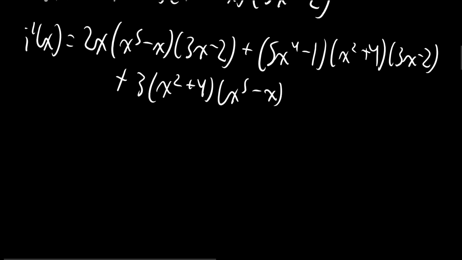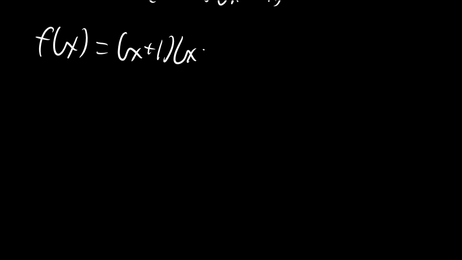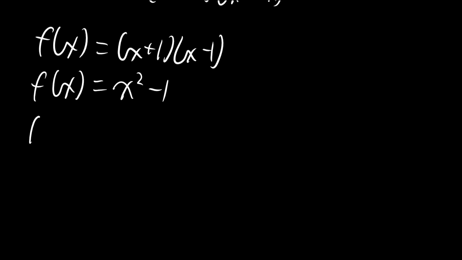Good. Now let's do one little proof to show that the product rule is valid. Let's say we just have a basic function f at x is equal to x plus 1 times x minus 1. First we're going to use the power rule. We're going to first expand it out. This is a difference of squares, so we get x squared minus 1. And when we derive that, we simply get 2x. Simple. But let's say we don't want to use the power rule. Let's say we use the product rule.